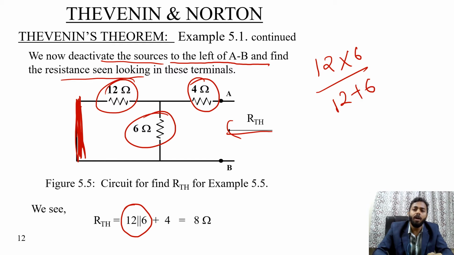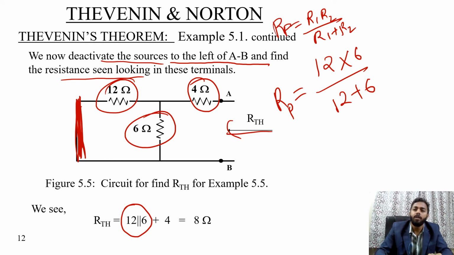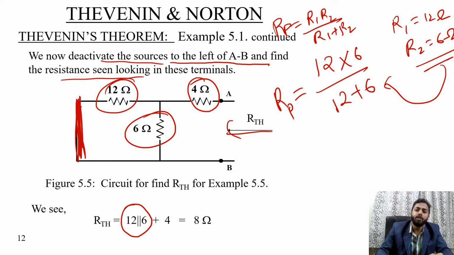R1 into R2 by R1 plus R2, that is equal to R parallel when two resistors are connected in parallel. So R1 into R2 by R1 plus R2. So we are assuming that this is the R parallel. So here let R1 is equal to 12 ohm and R2 is equal to 6 ohm. So hence we can say that this is equal to this.